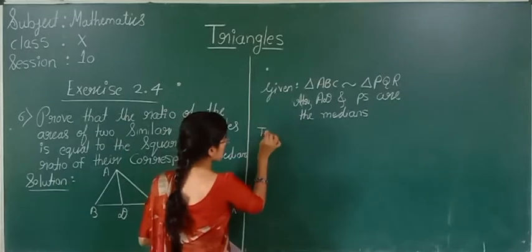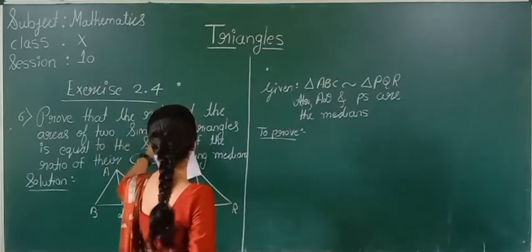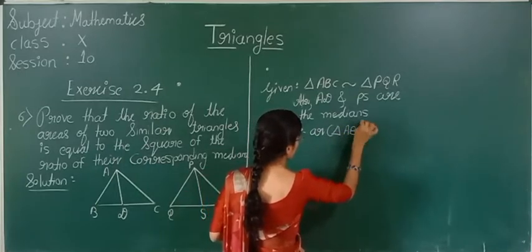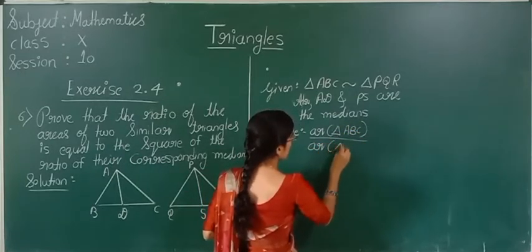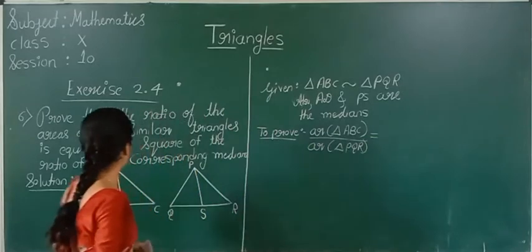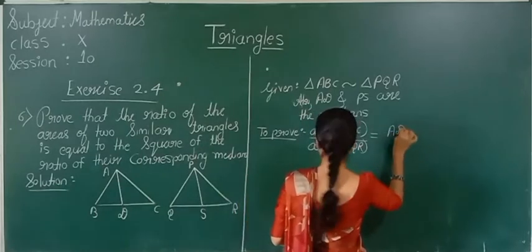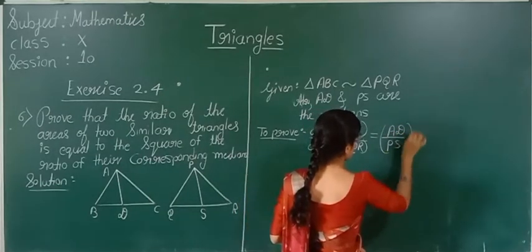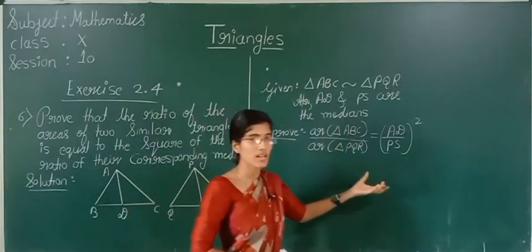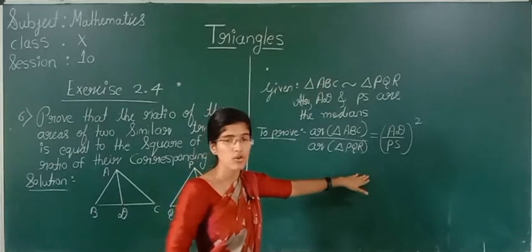What we have to prove means, to prove the ratio of areas of two similar triangles, that is area of triangle ABC by area of triangle PQR is equal to the square of the ratio of the corresponding medians, that is AD by PS the whole square. This we have to prove here.